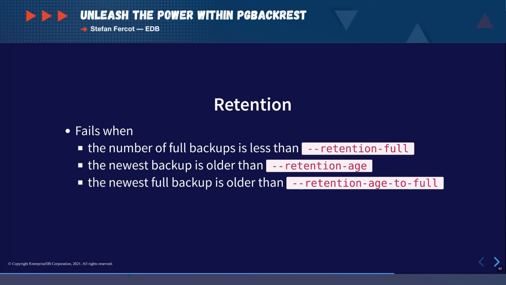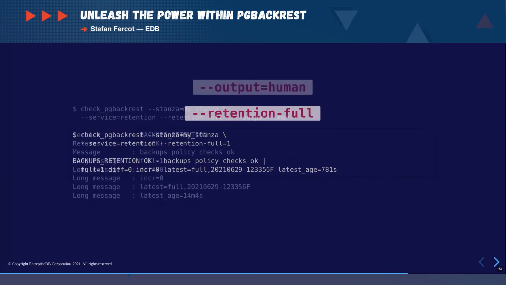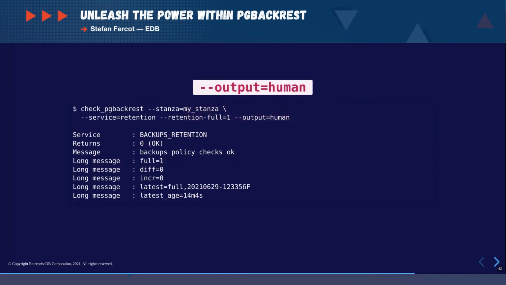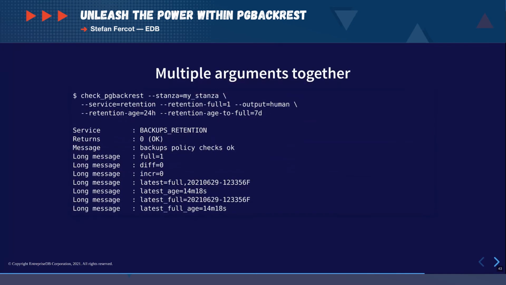So to check that, you can use check_pgbackrest. It has by default a Nagios output format, but it also has a nice human output to give you a summary. So you can run the tool manually to get more insights into what's inside your repo and check if you have enough full backups. You can mix multiple arguments together. So I want at least 1 full backup, less than 24 hours for my last backup, and the last full backup must be not older than 7 days, for example. You could do that.